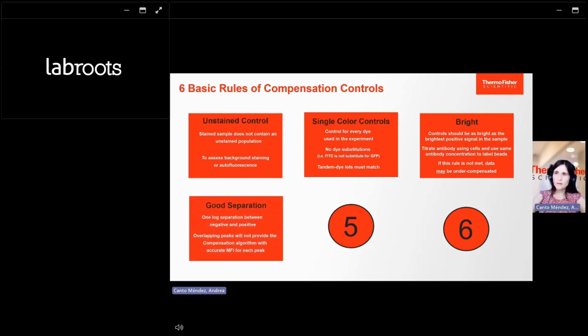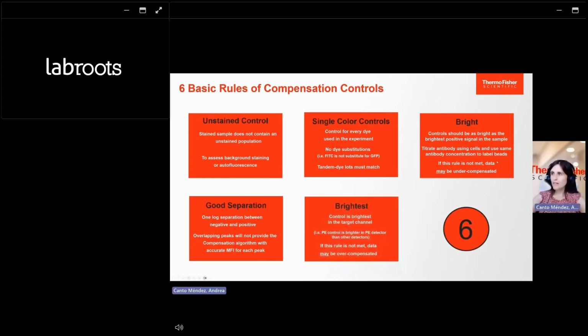The fourth rule is to have a good separation between the negative and the positive populations in the compensation control, at least one log separation. If the peaks are overlapping, the compensation algorithm will not be able to correctly calculate the median fluorescence intensities.